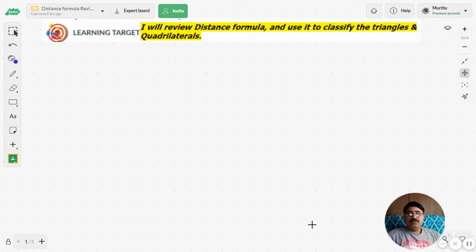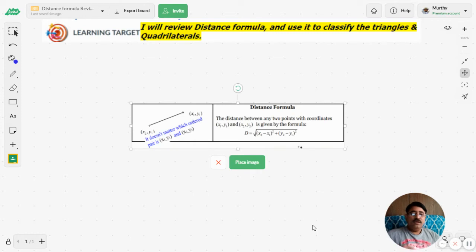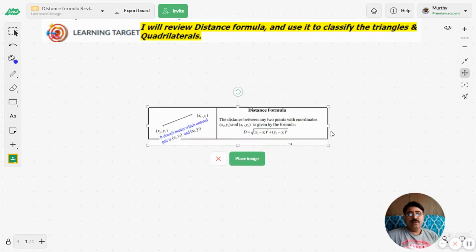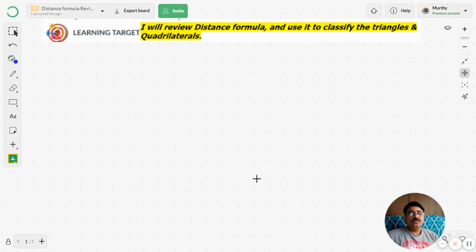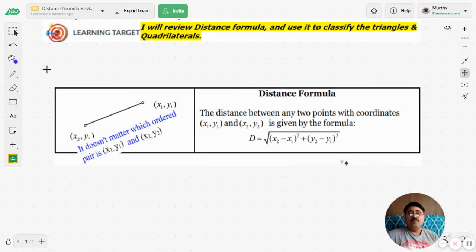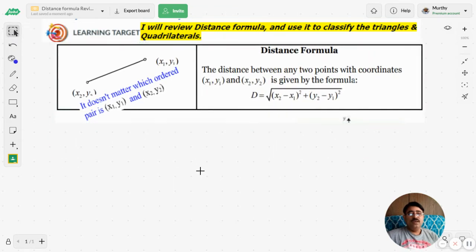In today's class, I'll review the distance formula and use it to classify the triangles and quadrilaterals. Well, the distance formula, you are already aware, is the square root of x2 minus x1 whole square plus y2 minus y1 whole square. So let me give a quick example of this.